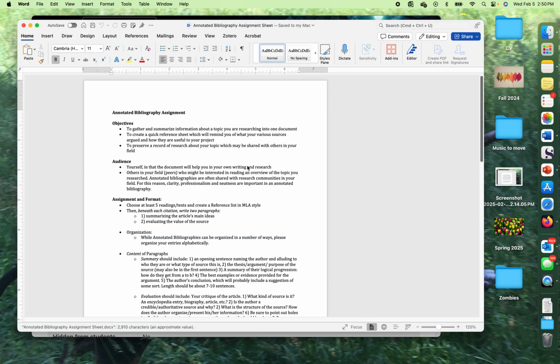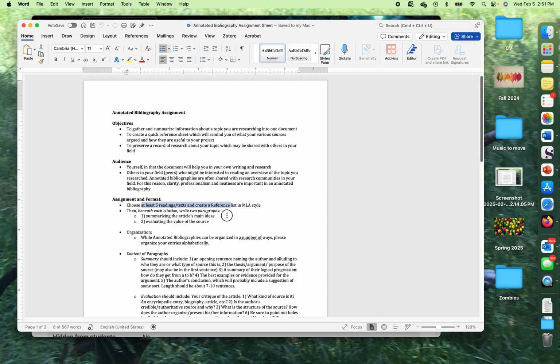All right, so what you're going to need to look for are a whole series of documents that are pertinent to what you are learning about your topic, that are pertinent to the issue at hand that you wanted to study for the semester. You will need to find at least 5. And you will need to create this, it says reference list, and that's incorrect. You'll need to create a works cited page in MLA style. And then beneath each citation, you'll have 2 paragraphs.